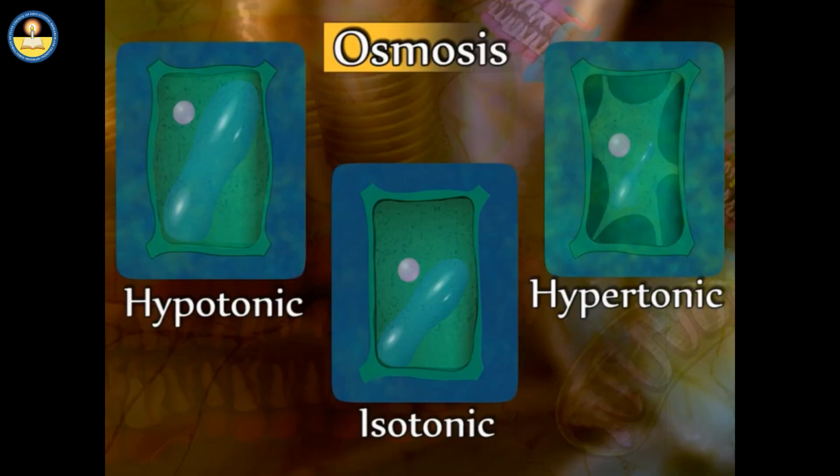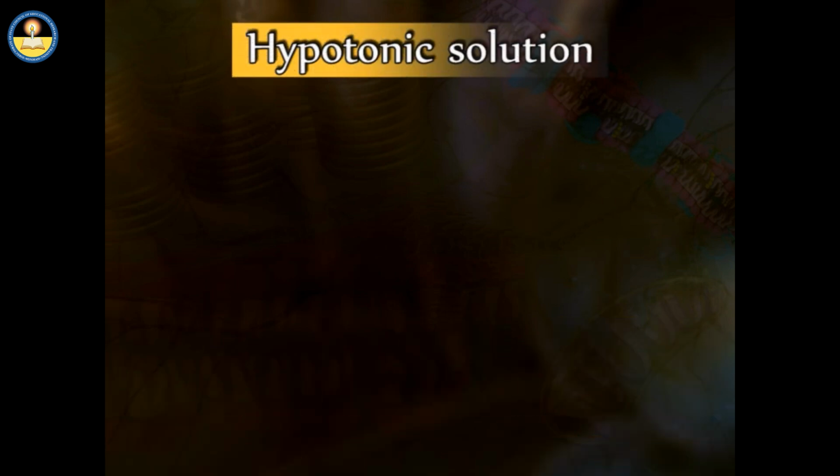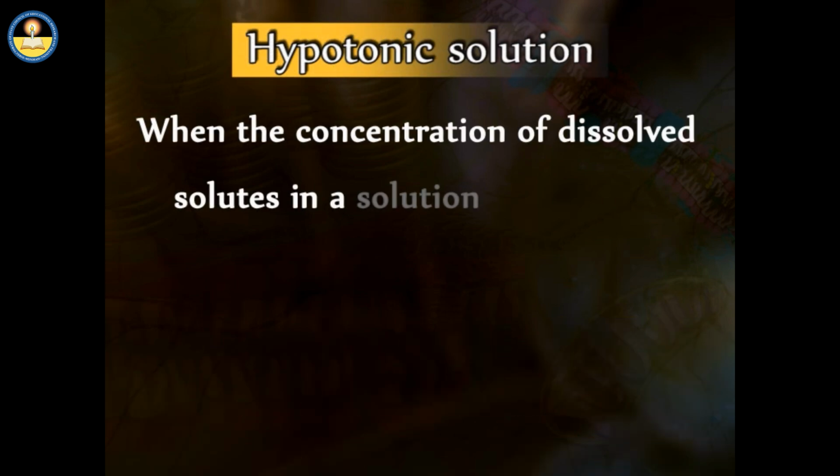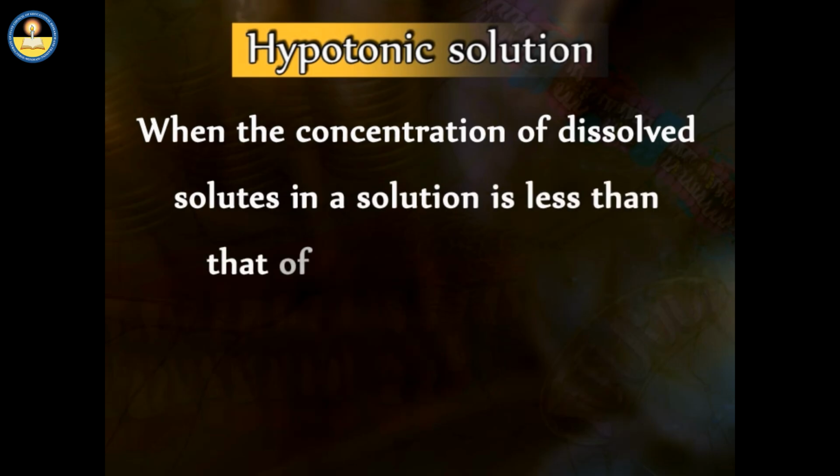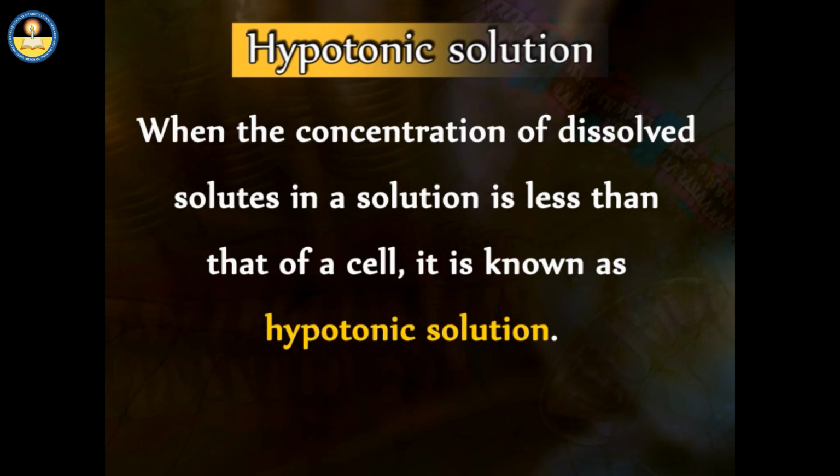When a cell is dipped in any solution, the volume of net movement of water in and out of the cell depends on the concentration of the solution in which it has been kept: isotonic, hypotonic, or hypertonic. Hypotonic solution. When the concentration of dissolved solutes in a solution is less than that of a cell, it is known as hypotonic solution.